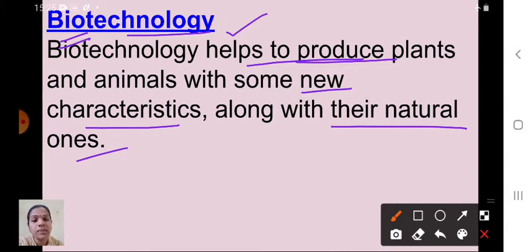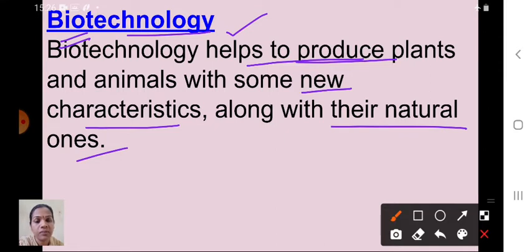Children, capsicum, as I already told, is a new variety with red and yellow color. It is very attractive, and at the same time the nutrition value of that capsicum is also high. So biotechnology is one technology in which living organisms are used, that's why it is called biotechnology. What is the importance of this technology? With the help of biotechnology we can get new characteristics of plants and animals along with their original ones.